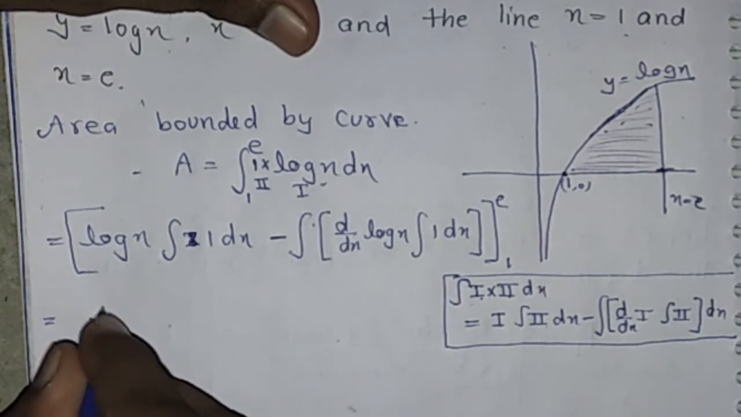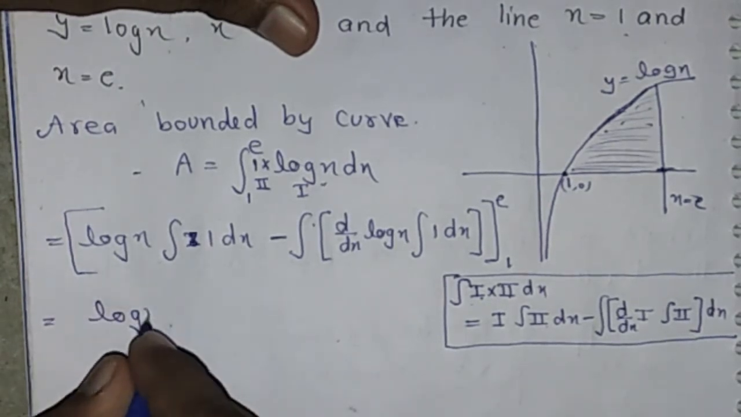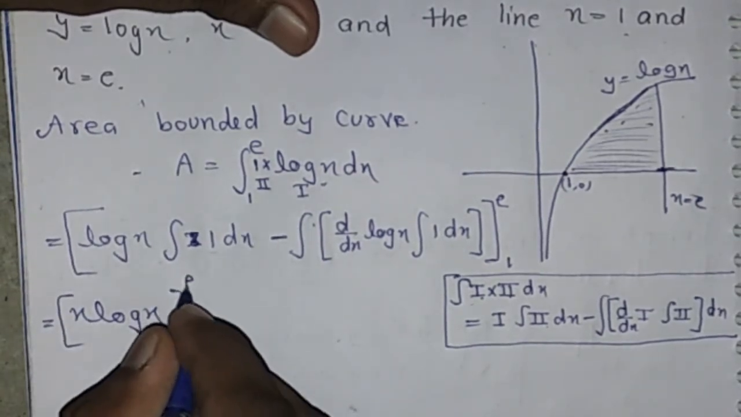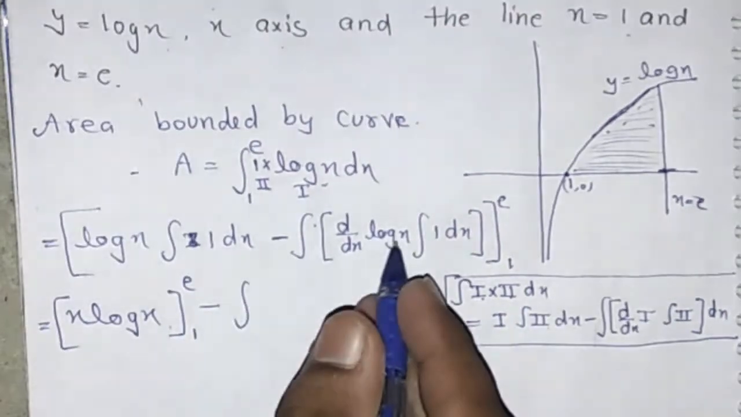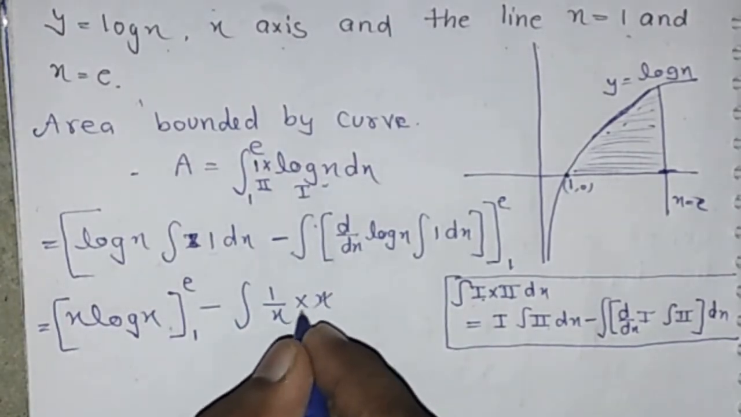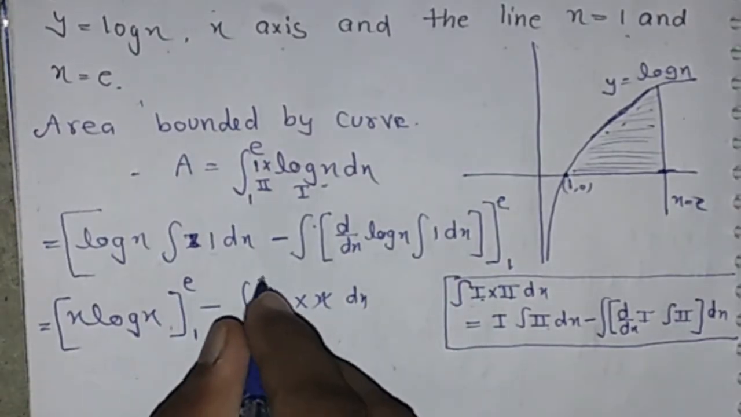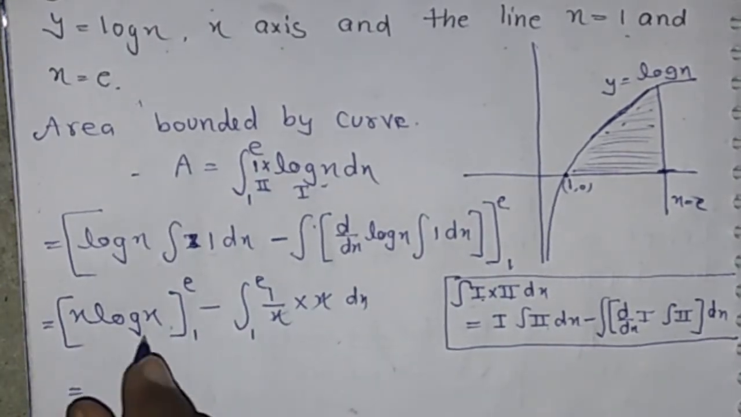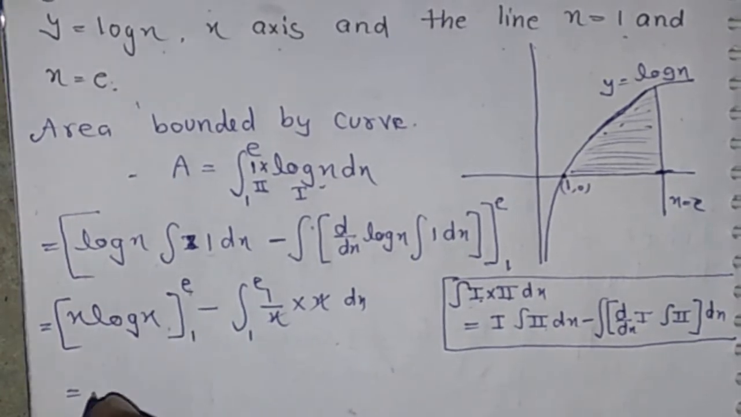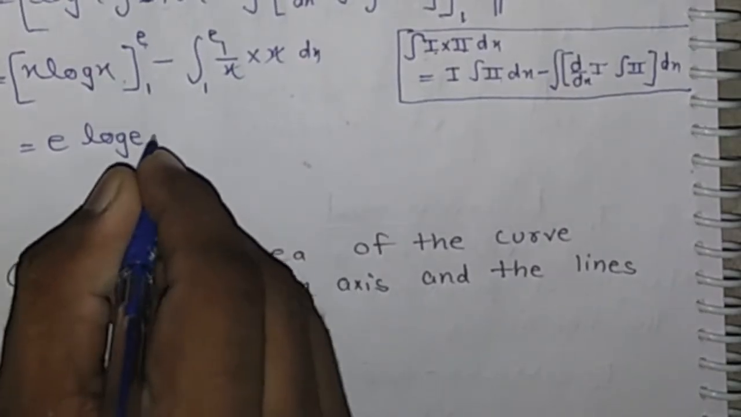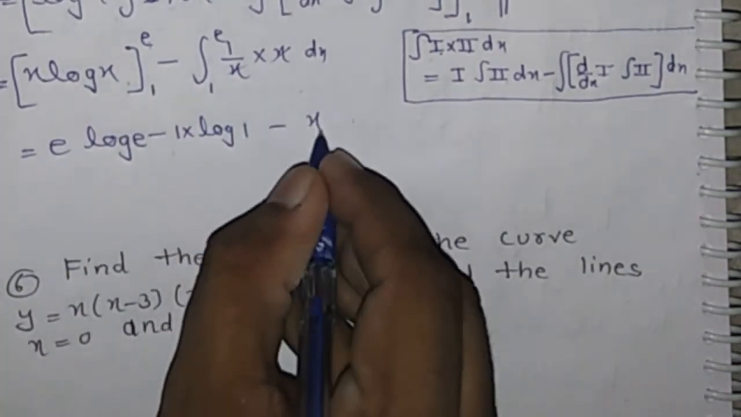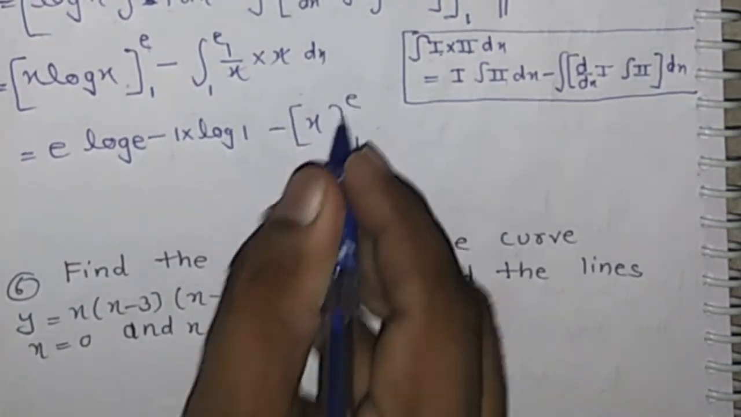Now integrate log x: integration of 1 is x, apply limit 1 to e, and integrate this term. Derivative of log x is 1 by x and integration of 1 is x, x cancel out, dx from 1 to e. Then the integration of this term is, put upper limit, we have e log e minus 1 log 1, and integration of 1 is x, limit 1 to e.